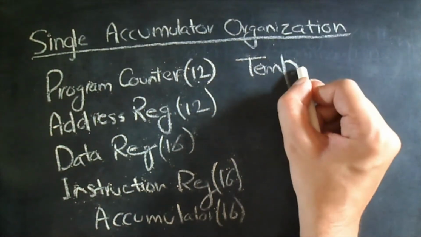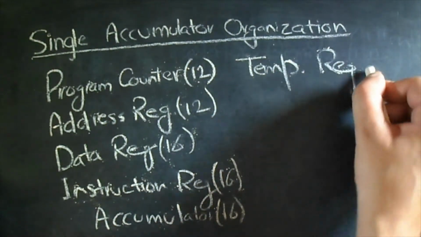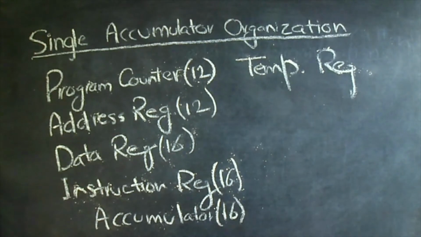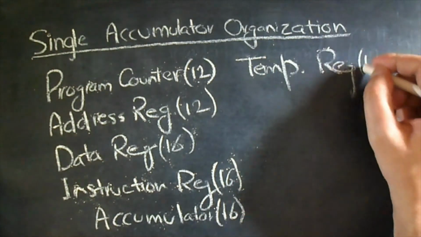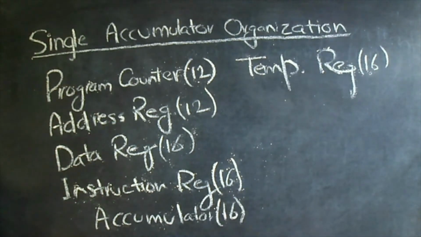Next is temporary register. A temporary register could hold either data or address temporarily. It deals with both data and address, so the size of temporary register would be the maximum of the size of either data register or address register. Since here data register is 16 bits, which is more in size than address register, the size of temporary register would be 16 bits.